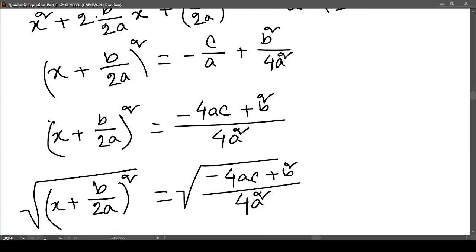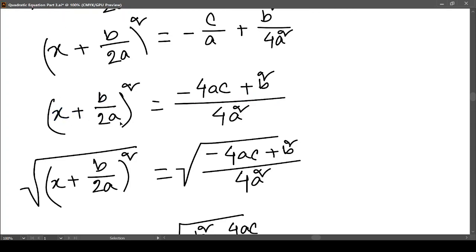Now, we have simplified the right hand side, and then we have achieved (x plus b by 2a) whole square equals to minus 4ac. If we take the common term from here, which is 4a square, so if you divide 4a square by a, you will get 4a on top, and then you have to multiply it by minus c. So it will give you minus 4ac plus b square, right?